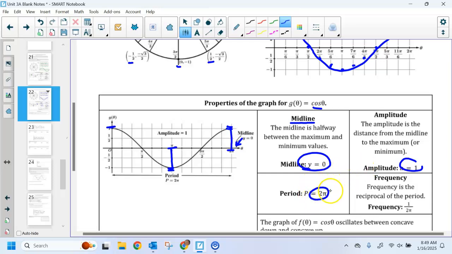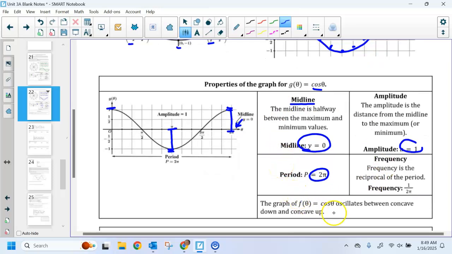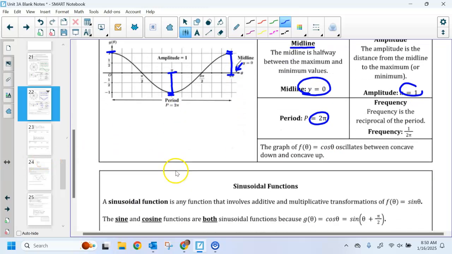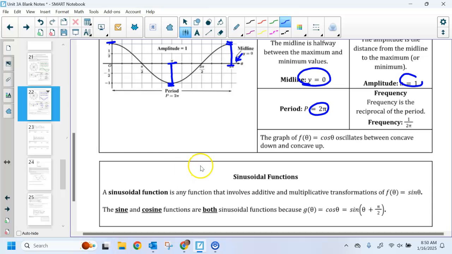Period is 2 pi because it still takes us 2 pi to get around the unit circle. Frequency is still 1 over 2 pi. And cosine still oscillates between concave down and concave up. So these properties are really the same for sine and cosine. The big difference between sine and cosine is that they are horizontal shifts of each other.